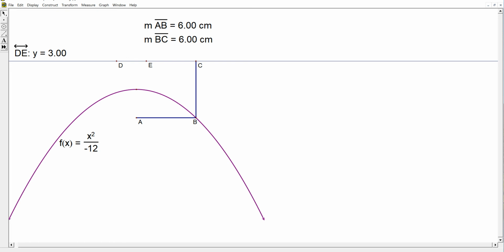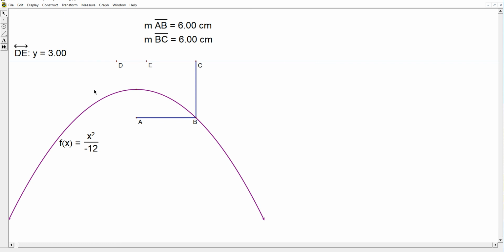A, I don't know why that's just the letter that this program used. A is what you call the focus. It's a point that the parabola wraps around. So the focus is always inside of your parabola.